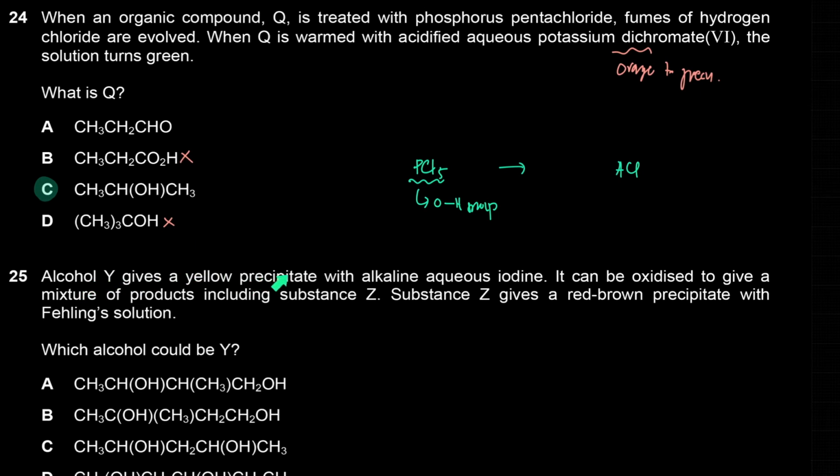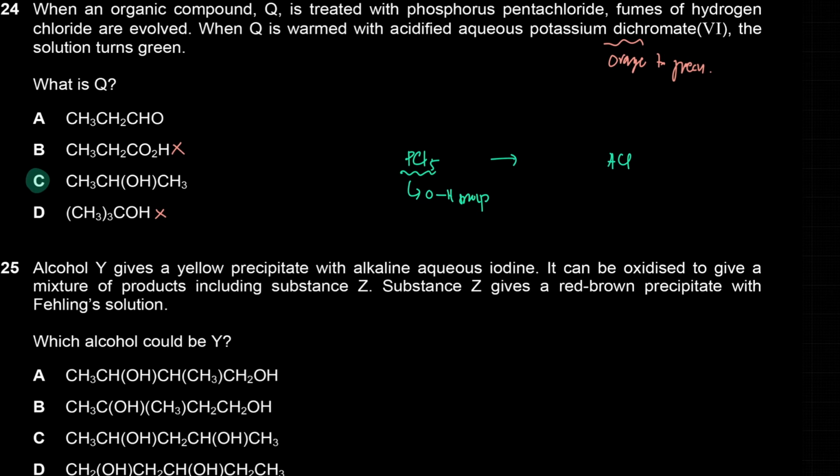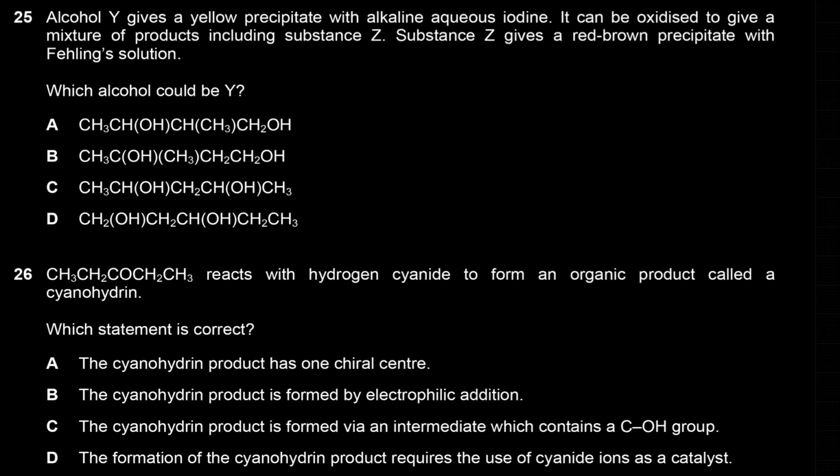Alcohol Y gives a yellow precipitate with alkaline aqueous iodine. It can be oxidized to give a mixture of products, including substance Z. Substance Z gives a red-brown precipitate with Fehling's solution. Which alcohol could be Y? Now this reaction, the yellow precipitate with alkaline aqueous iodine, is known as the iodoform reaction. And since we have an alcohol, it means that this alcohol must contain this group. This group is necessary for the iodoform reaction.